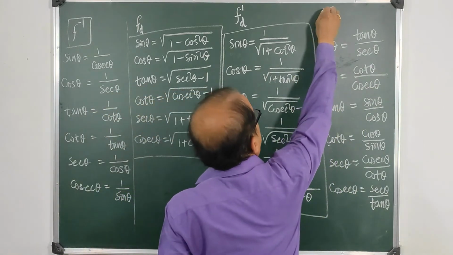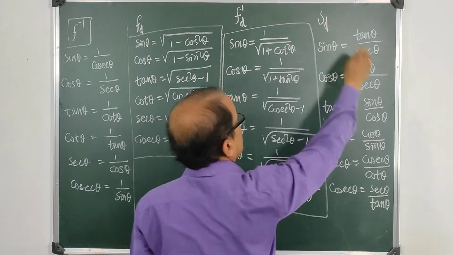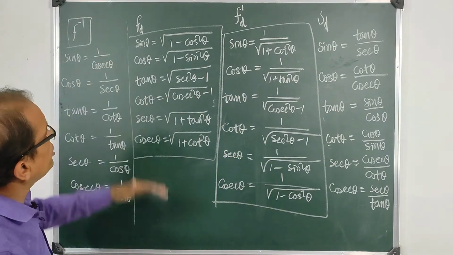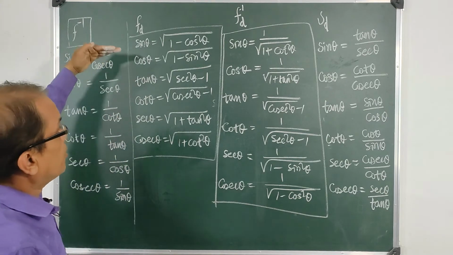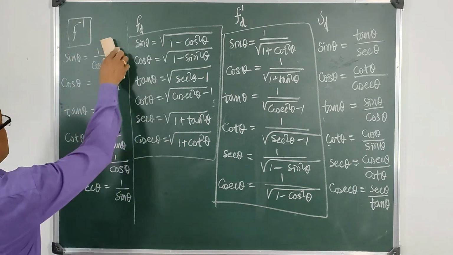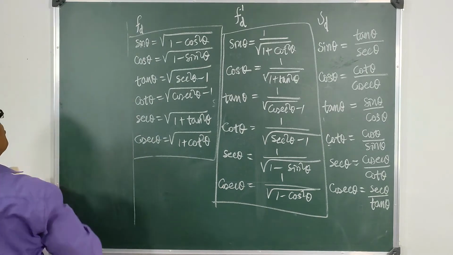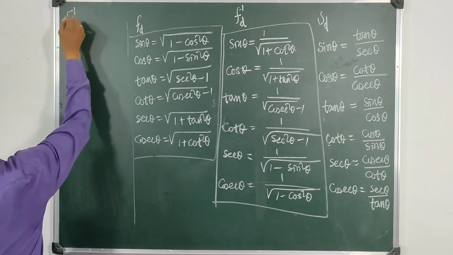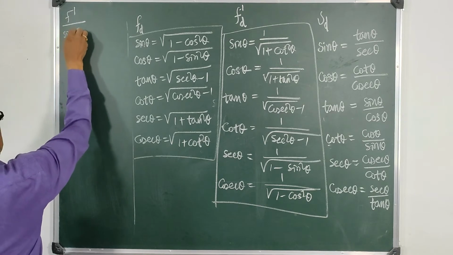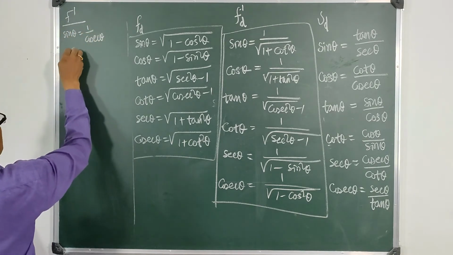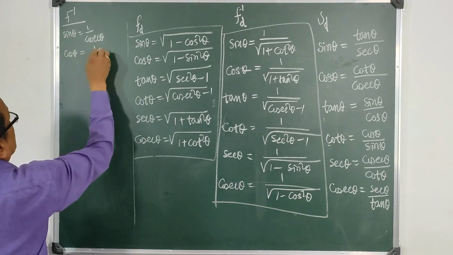So let us call them secondary derivatives, SD. So what are these secondary derivatives? If we just save space and write these formulae, we have already got F inverse: sin theta is equal to 1 by cosec theta. I am writing just 3, the remaining will be the reciprocals.